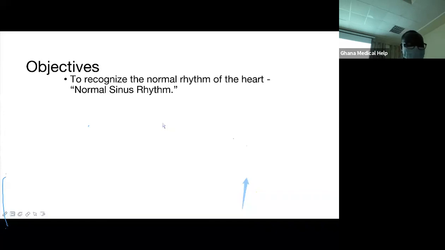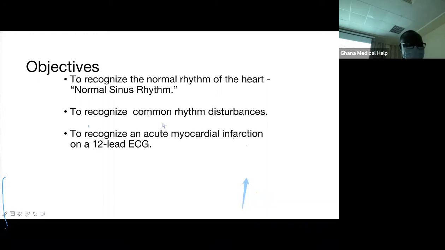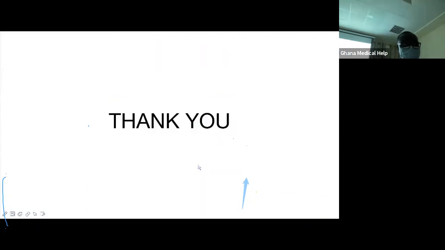I think all in all, we have been able to achieve our objectives, in that I'm sure all of us can now recognize a normal sinus rhythm. And you'll be able to recognize the rhythm disturbances. You're able to recognize an acute MI, and then you should be able to recognize the AV block that we have just talked about. So you see one, you do one, you teach one. Thank you very much. Any questions?